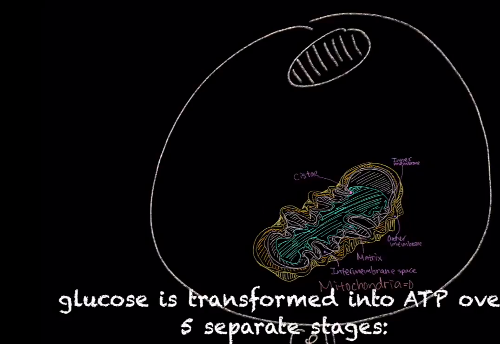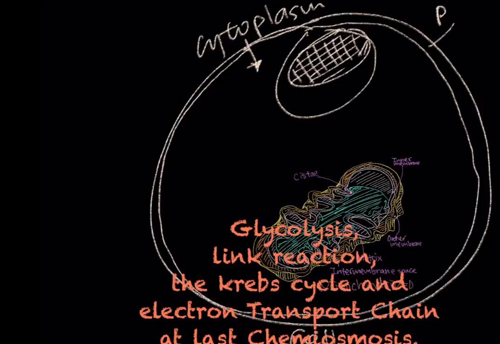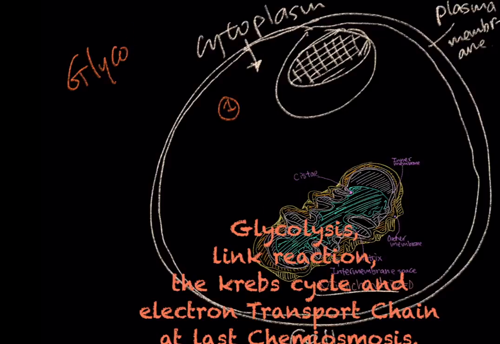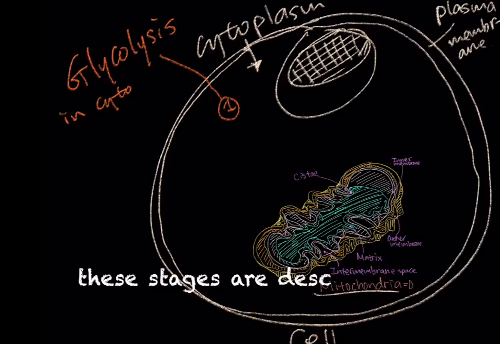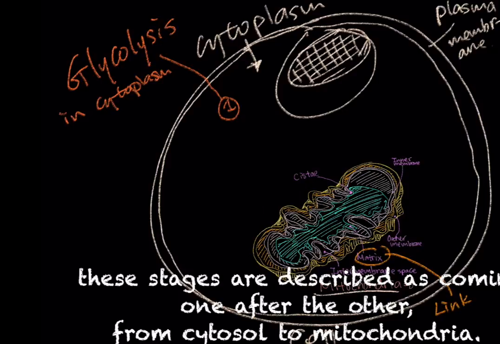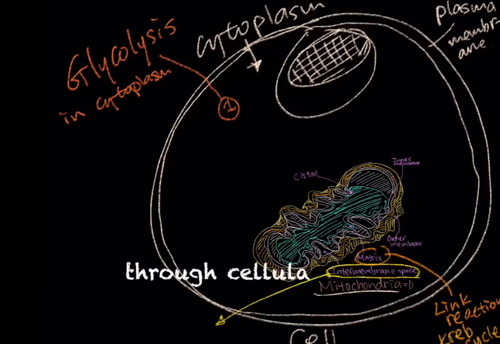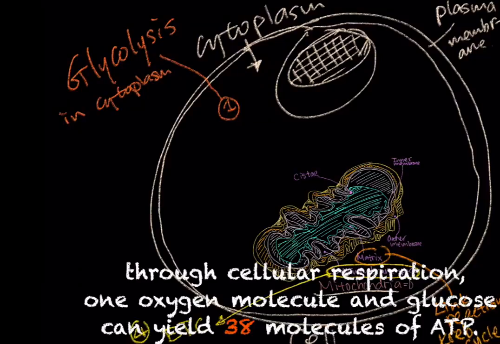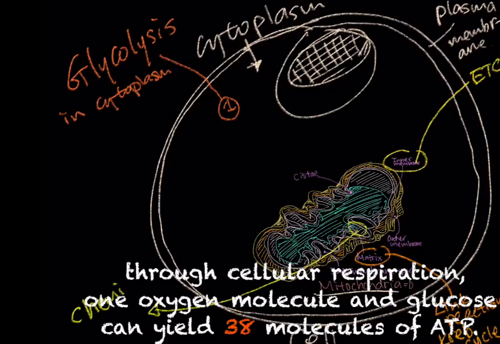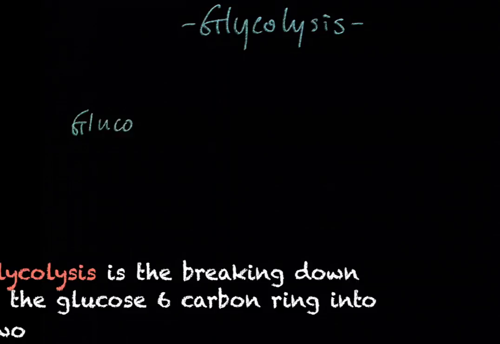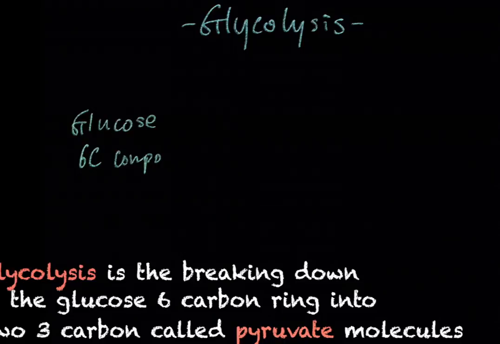Glucose is transformed into ATP over 5 separate stages: glycolysis, the link reaction, the Krebs cycle, the electron transport chain, and the last one is chemiosmosis. These stages are described as coming one after the other. From cytosol to mitochondria, through cellular respiration, 1 glucose molecule and oxygen yield 38 molecules of ATP. Glycolysis is the breaking down of the glucose 6-carbon ring into 2 3-carbon molecules called pyruvate.